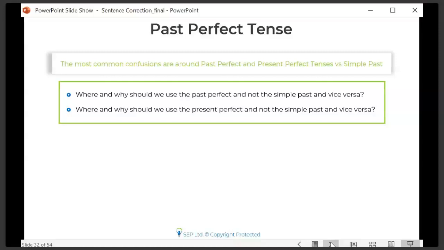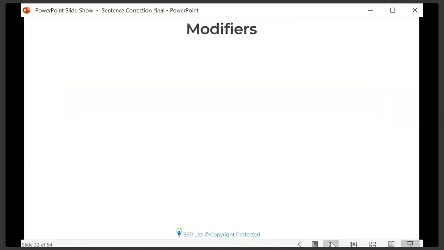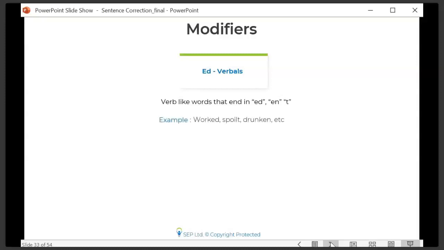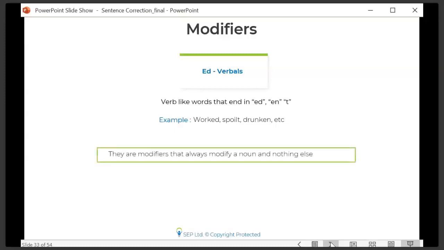All right. So when we are looking at modifiers, the ed verbals are verb-like words that end in ed or en or t, but they are not verbs. They are modifiers. They could be adjectives, they could be adverbs. Say, for example, worked, spoiled, drunken, etc. If I give you more, the spoiled brat, the drunken driver. So these are verbals. And what do the ed verbals do? They are modifiers, and they always modify a noun and nothing else.